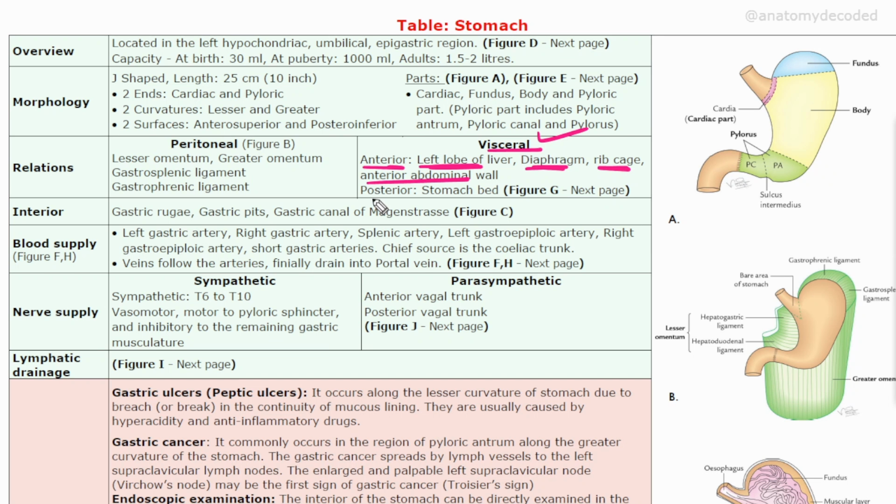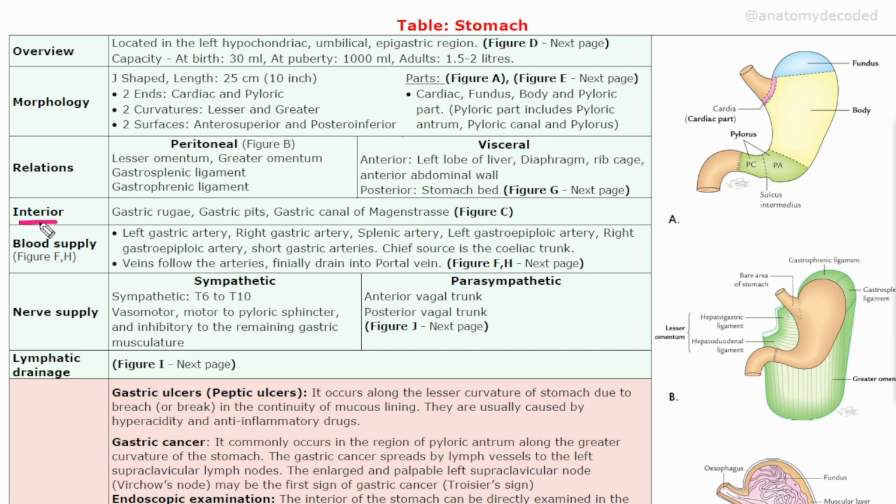The posterior relations of the stomach are referred to as the stomach bed. There is a separate image for that on the next page, we'll see in some time. Separately, the stomach bed is also asked as a question. You should know what structures are included in the stomach bed.